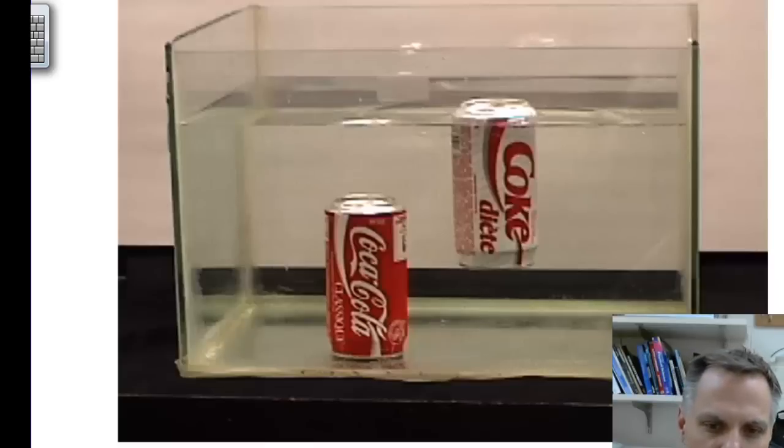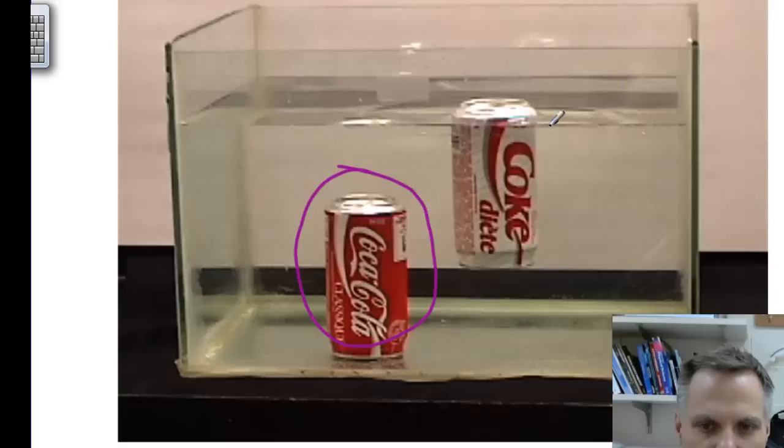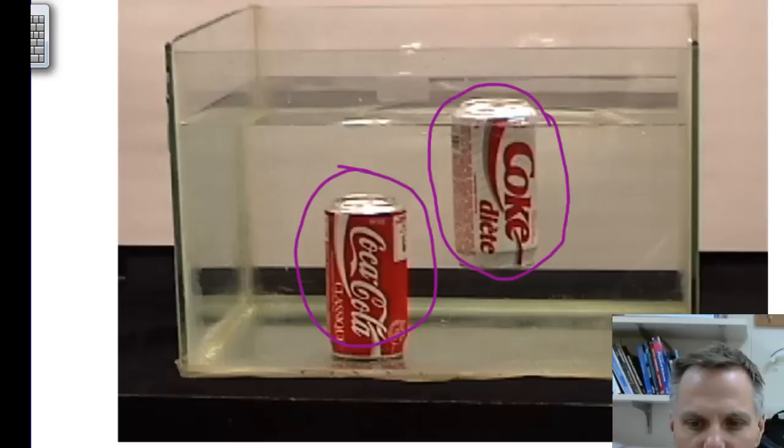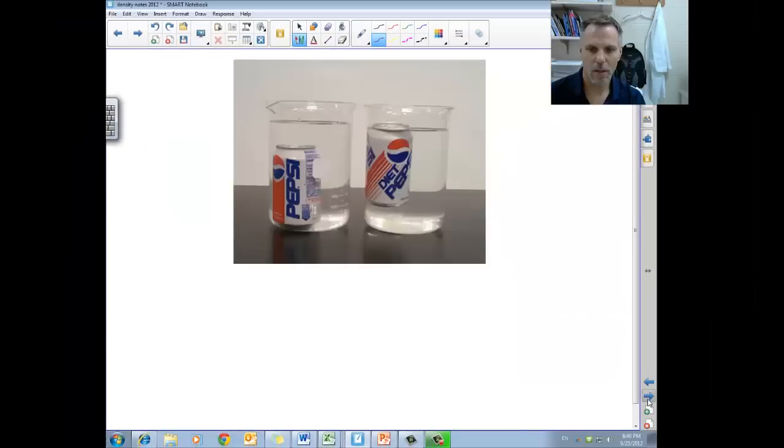Let's look at how density plays a role in everyday lives. Here we've got some regular Coke with lots of sugar in it. It's pretty dense compared to Diet Coke. A lot less sugar, it has carbonation in it just like this does, but because it doesn't have sugar in it, it floats. It's less dense than water, therefore Diet Coke floats and regular Coke sinks. Same thing happens with Diet Pepsi and regular Pepsi.